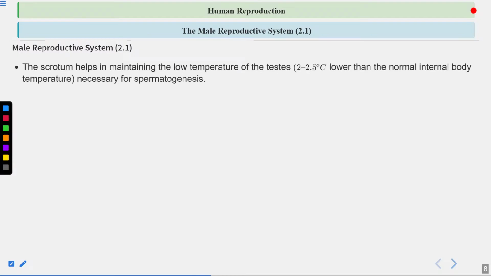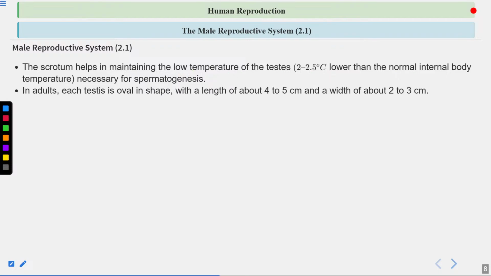Now the scrotum helps in maintaining the low temperature of the testes, around 2 to 2.5 degrees Celsius lower than the normal internal body temperature, necessary for spermatogenesis. Spermatogenesis means sperm formation. In adults, each testis is oval in shape with a length of about 4 to 5 centimeter and a width of about 2 to 3 centimeter.